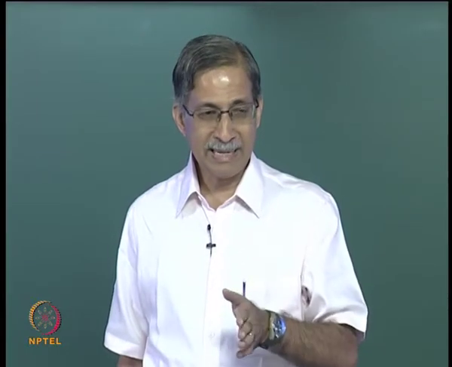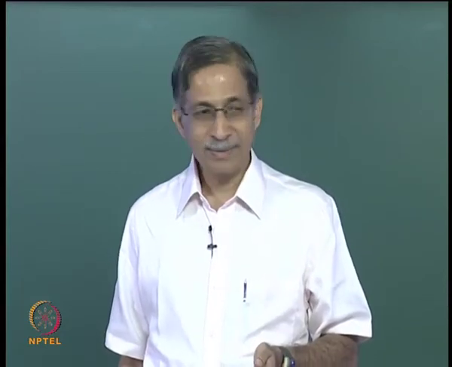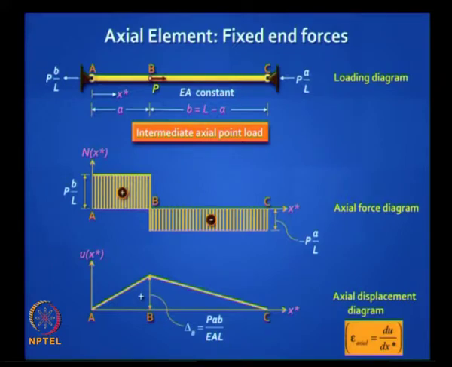It all depends on the strain. The axial displacement comes by integrating the strain. The strain is directly proportional to the internal force N. So if the internal force is constant, the displacement will vary linearly, which is what we have done earlier. There is no shear force and bending moment here. Is it clear? That is the argument, and you can prove that it is going to be P a b by EAL. With this, you know everything about the fixed end force here.